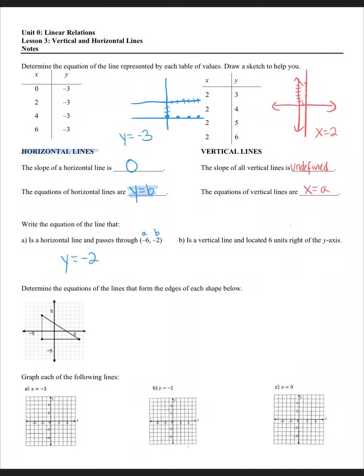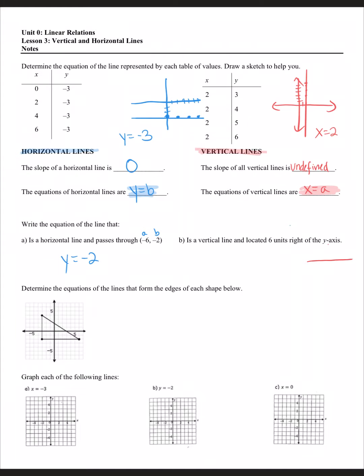Okay, the next one says it is a vertical line, so we're just going to highlight, okay, we know we have a vertical line, and a vertical line is always x equals a. So a vertical line located 6 units right of the y-axis. So that's a lot of information.